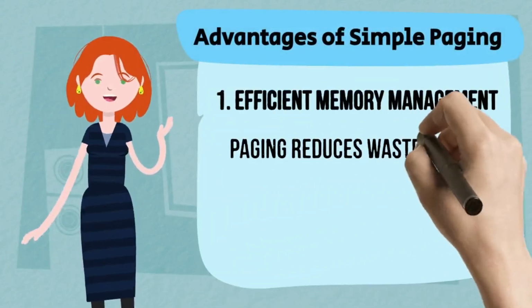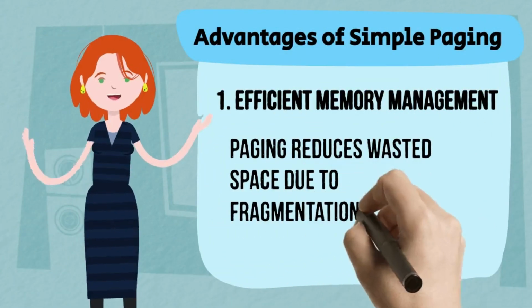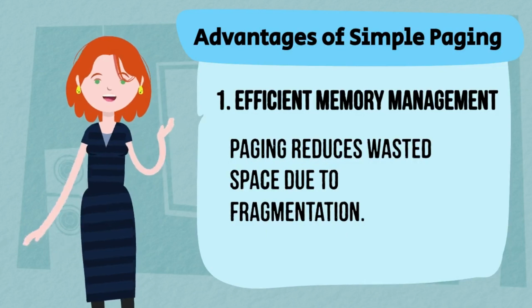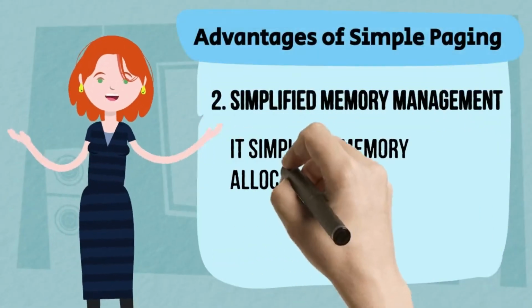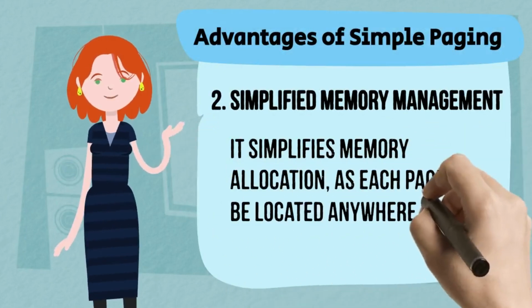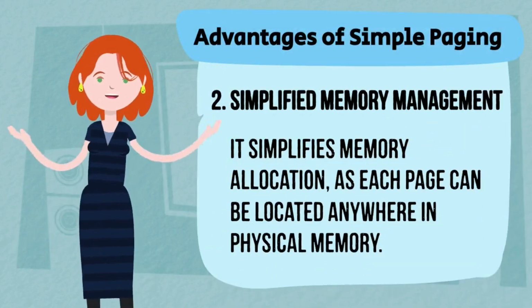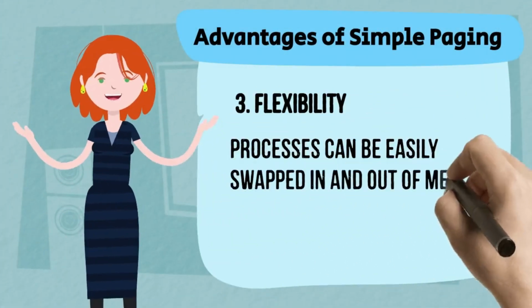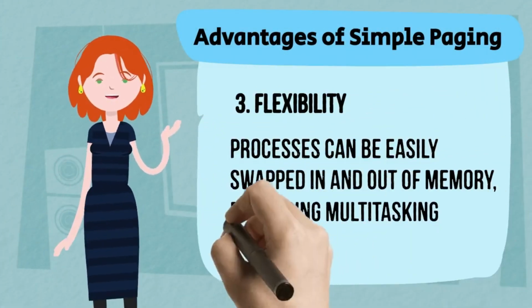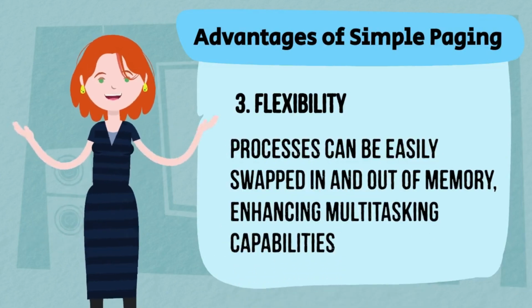Let's see the advantages of simple paging. First is paging reduces wasted space due to fragmentation. Second is it simplifies memory allocation, as each page can be located anywhere in physical memory. Third is flexibility. Processes can be easily swapped in and out of memory, enhancing multitasking capabilities.